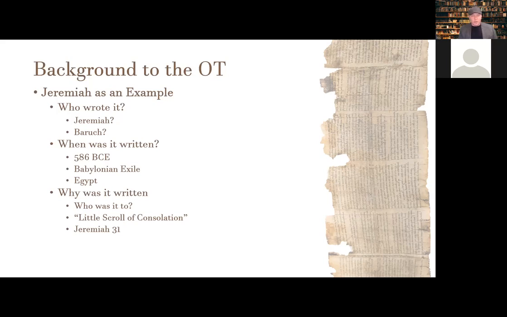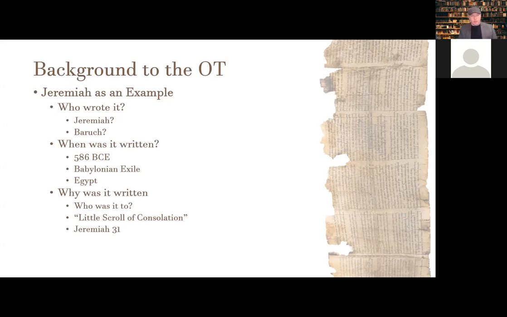We think about the book of Jeremiah as this prophetic book that looks forward to Jeremiah 31, the new covenant. Jeremiah gets kind of slotted in that context as if everything that he wrote was building up to that one moment. But the work as a whole was written to those exiles.